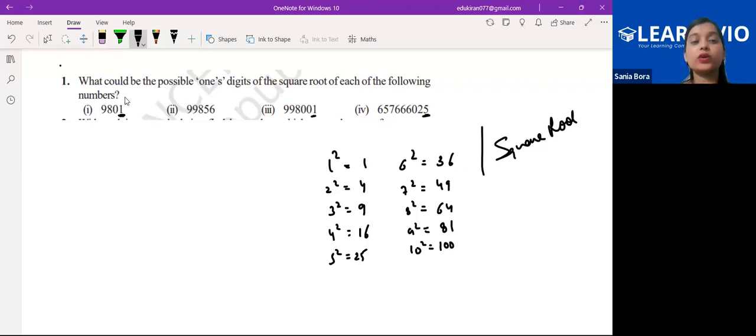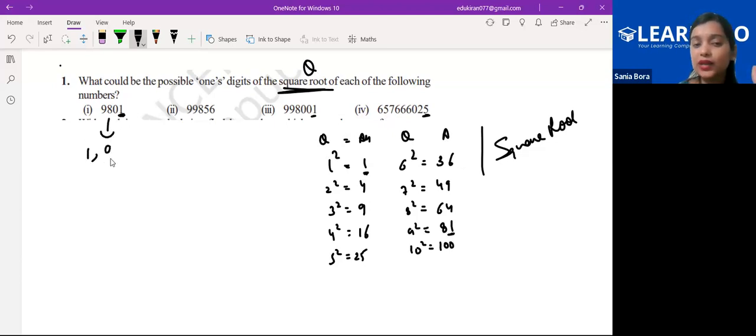Okay, so in this case, they have asked you square root. That means this is the question and this was the answer, right? Question and answer. So when they ask you square root, that means you have to answer the question. So this is the first one. Where is 1 possible? Here it is possible and here it is possible. So for the first one, the answer was 1 and 9. Clear?